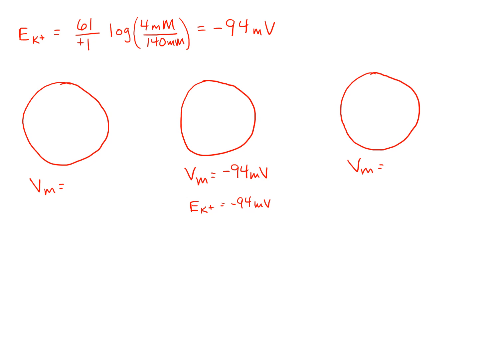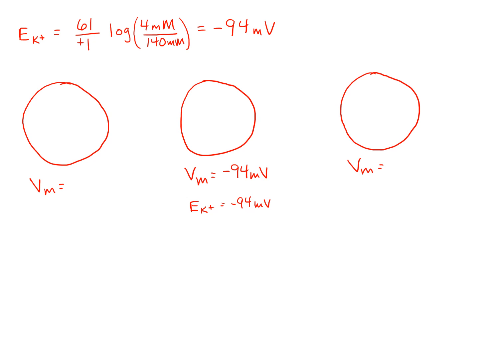So I put up on the top the Nernst equation to calculate the equilibrium potential for potassium. So we have 61, that constant. The charge on the potassium ion is plus 1. So we'll divide 61 by 1. Multiply that by the log of the concentration of potassium outside the cell, which is 4 millimolar. And then divide that by the concentration of potassium inside the cell, which is 140 millimolar. And if we do the math on that, the equilibrium potential for potassium is minus 94 millivolts.